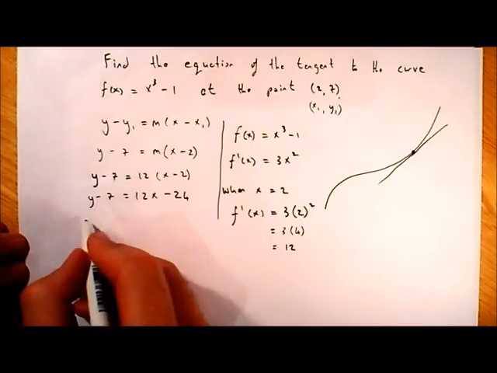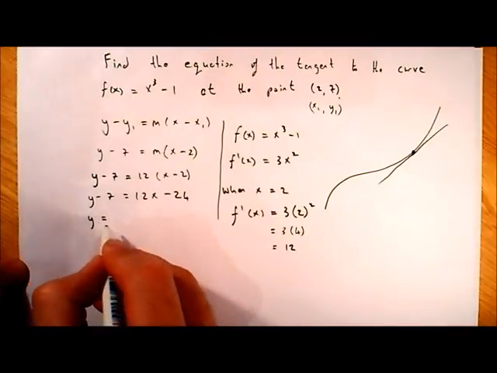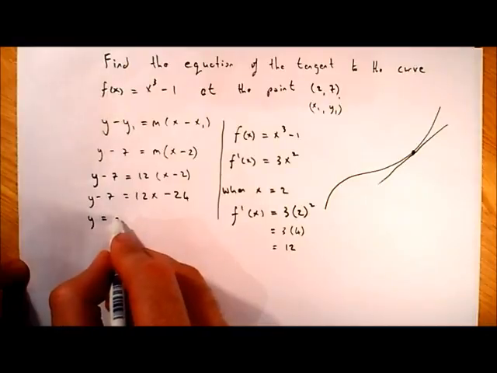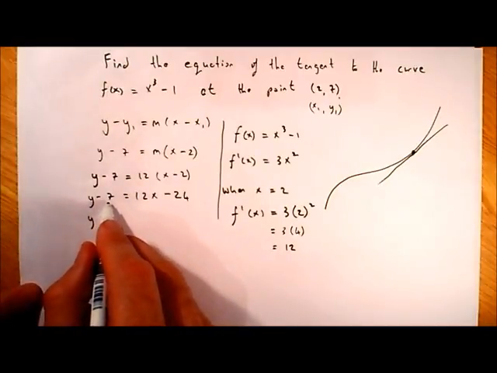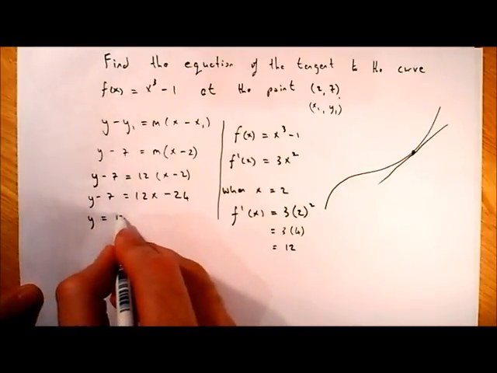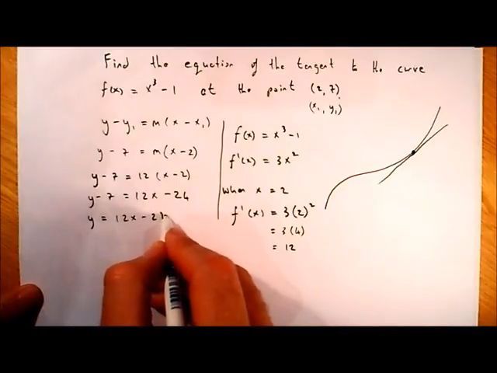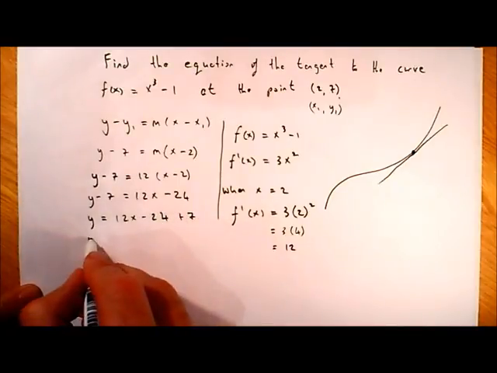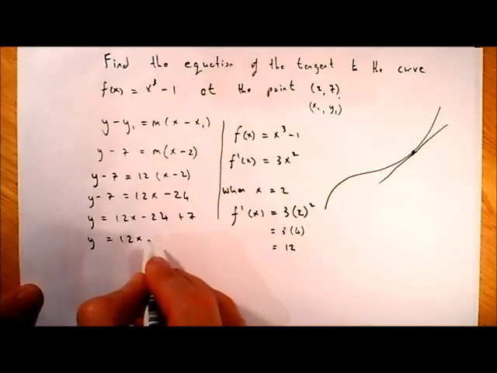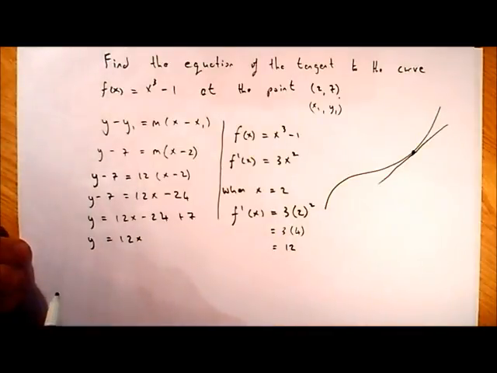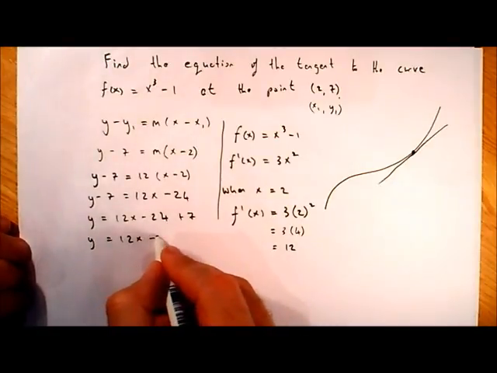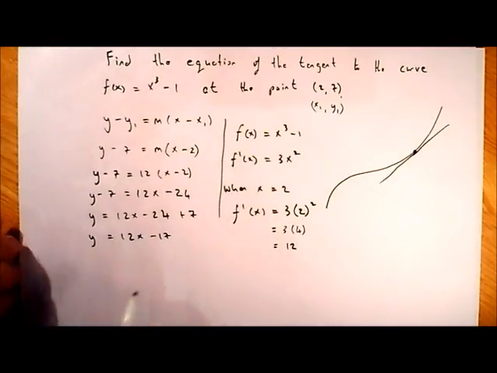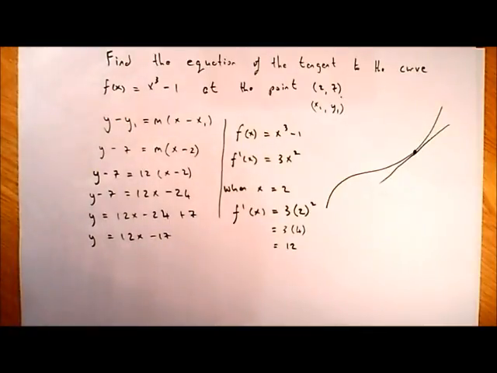We can tidy that up a little bit more. We can add 7 to both sides, so we have y is equal to 12x minus 24 plus 7. Minus 24 plus 7 would be minus 17. So the equation of the tangent line is y is equal to 12x minus 17.